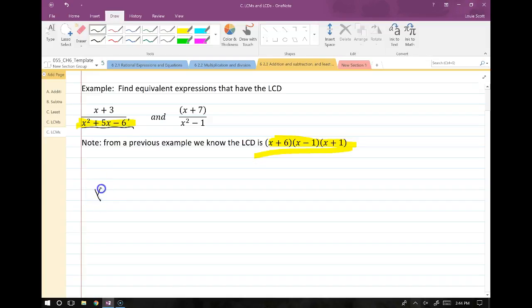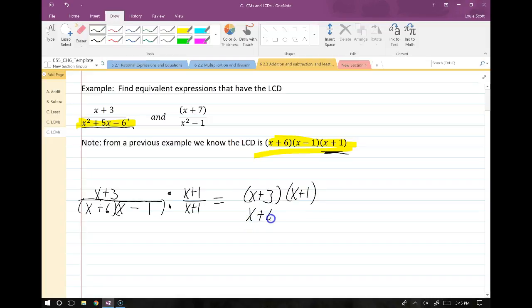So on this first one, I have x plus 3 over, it looks like a plus 6 and a minus 1. Okay, so to convert this one, I have to multiply top and bottom by the factor it's missing. That would be the x plus 1. So I have x plus 3 times x plus 1, over x plus 6, x minus 1, and x plus 1. So that's how you would convert that particular one.